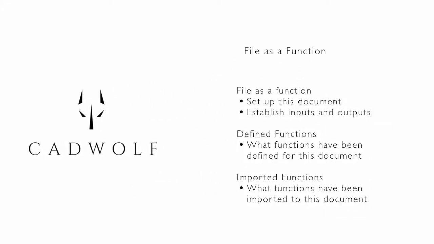There are three views related to using files as functions. The first view is where the user establishes the inputs and outputs for the current document. The second view is where the user sets up the files, which will be used as functions within this document. The third view displays the files used as functions within the current document.